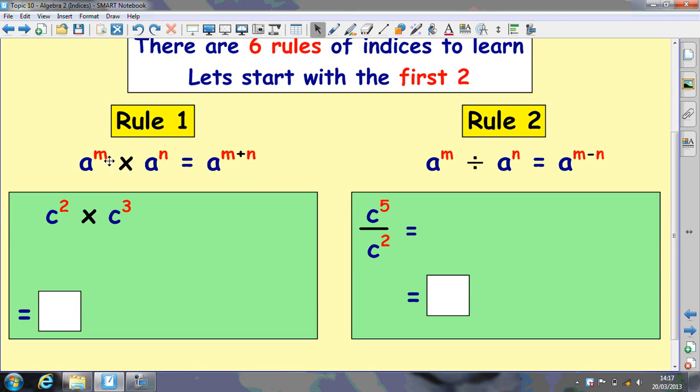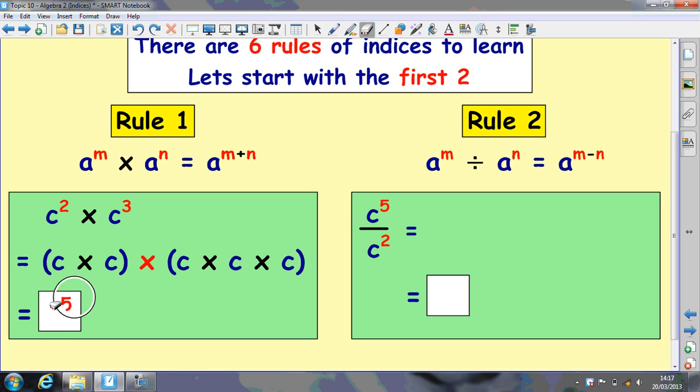Okay, so rule 1, when you multiply powers together, then you're really adding them, and I'll show you why in this next example. C squared we can write in a longer way as C times C, and if we multiply that by C cubed, we do C times C times C, and then if we rewrite this, how many C's have we got multiplied together? We've got 5. The easiest thing to do, instead of writing all this out, this is to understand it, but instead of writing it out, you can just add the 2 and the 3 and get the 5. That's where it comes from.